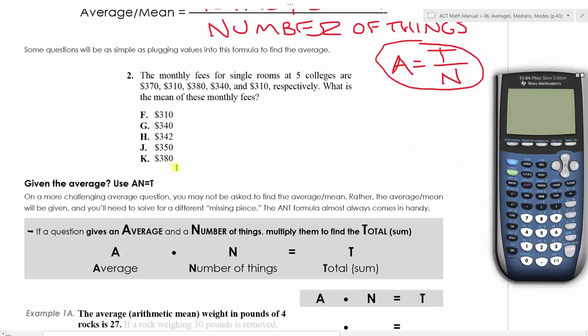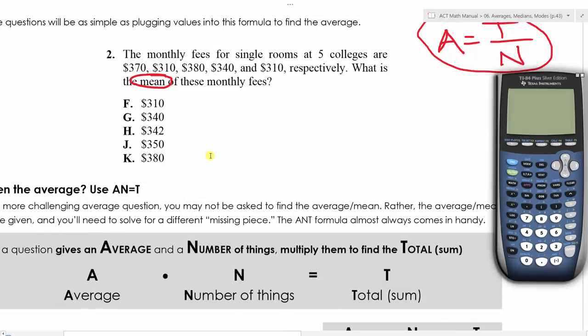Now in number 2, this would be an example of the most basic type of average question that the ACT could possibly ask. If you want to do it on your own, go ahead and do so. I'm going to jump into it right now. Monthly fees for single rooms at 5 colleges are these numbers respectively. What is the mean of these monthly fees?